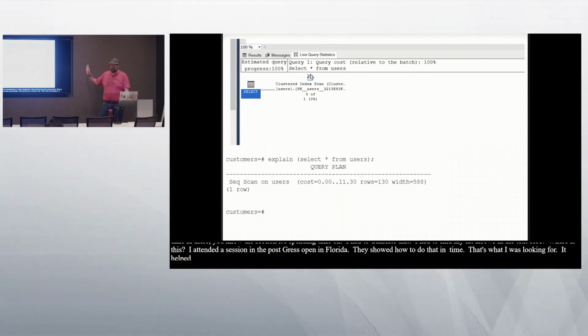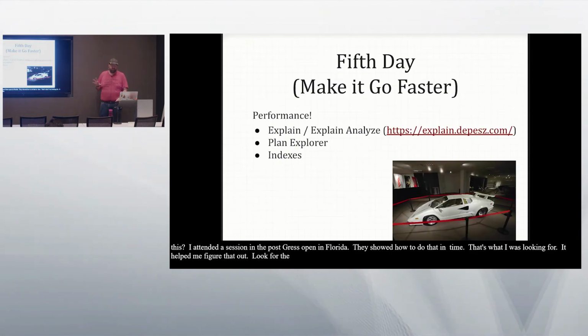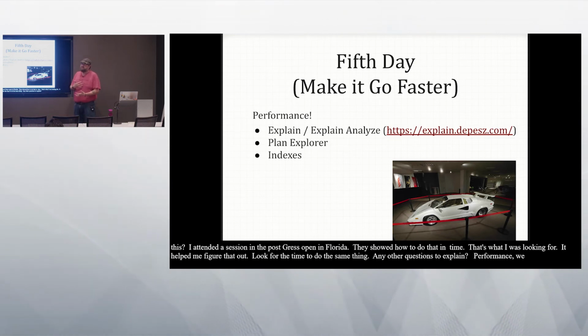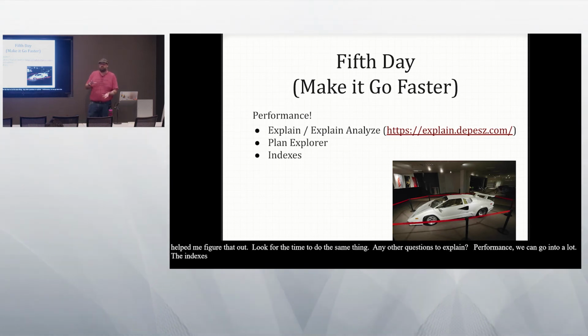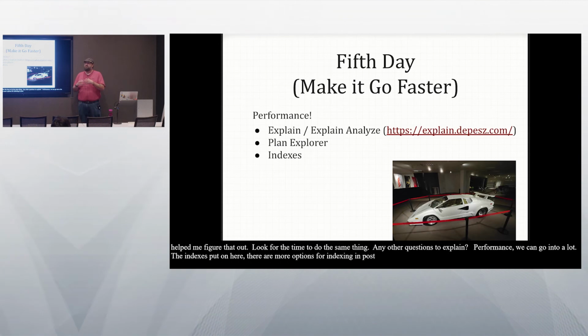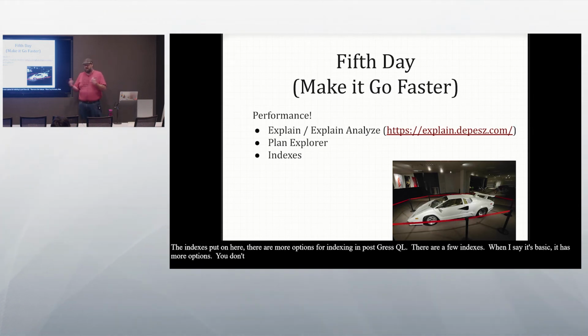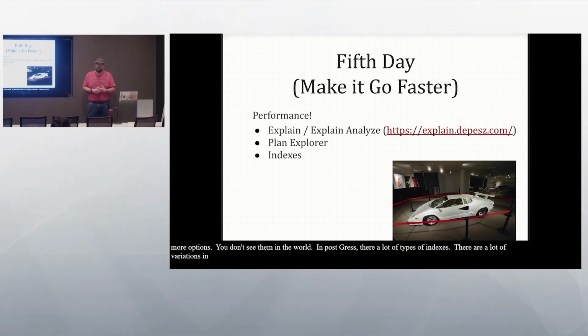Okay. Any other questions on explain? Like I said, performance we could go into a lot. The indexes that I put on here, the best way I can put this is that there are more options for indexing in PostgreSQL. SQL Server is pretty basic on its indexes. It has more options, but you don't see them out in the world. You see a lot of just here's an index and that's it. In Postgres, there are a lot of different types of indexes, GINs, GiSTs, all sorts of things. So there's a lot of variation in the indexing world in Postgres, and that's definitely something you should look at.